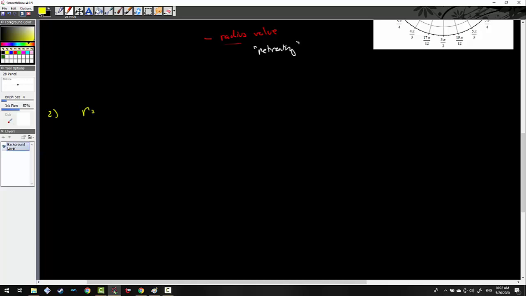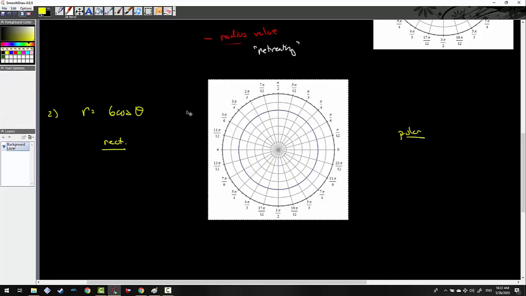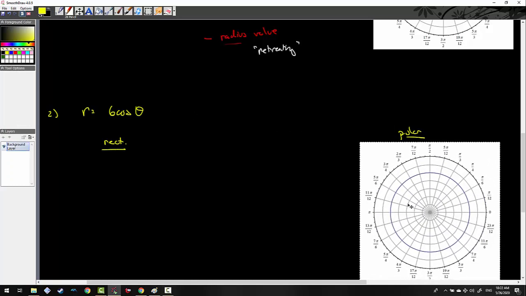So r equals 6 cos theta. Here's our next example. Again, I'm going to do two versions. I'm going to do a rectangular version, a rectangular graph, and then I'll go ahead and do a polar graph. Polar graph, I'll go and throw it on the graph paper right now. We will use it in a little bit.